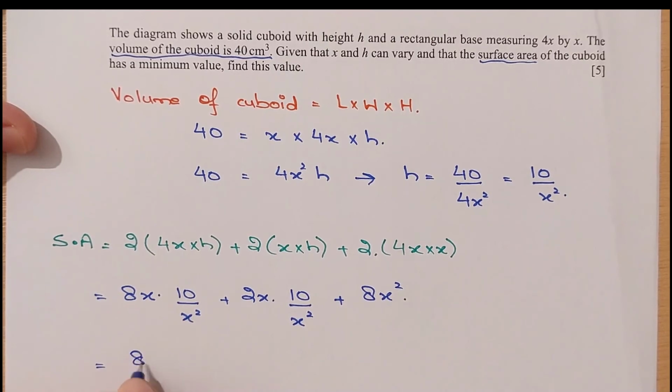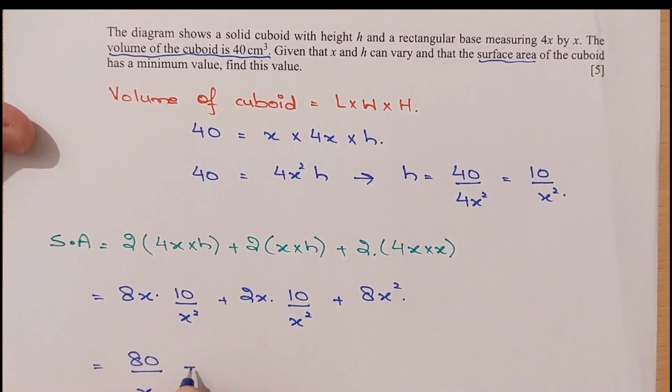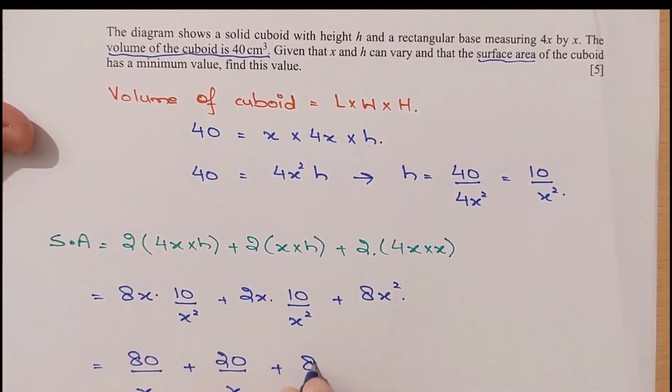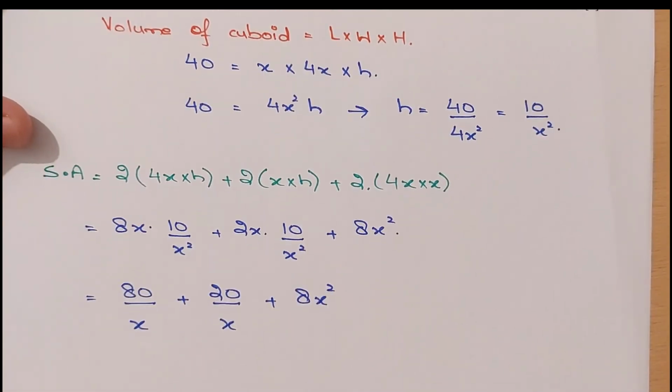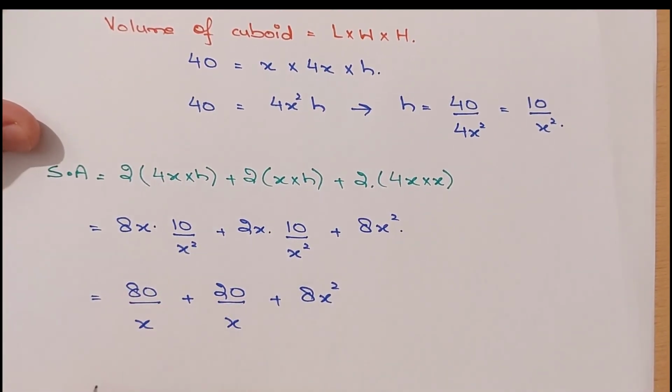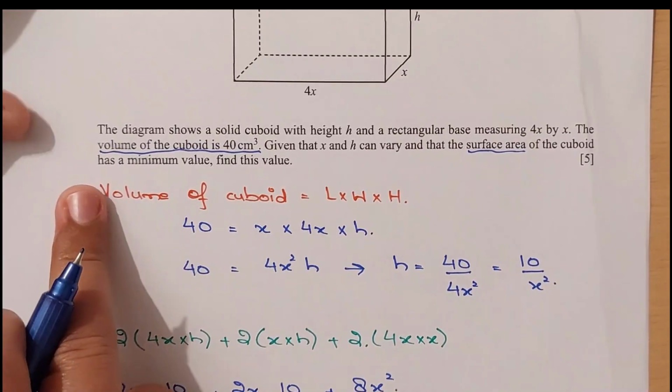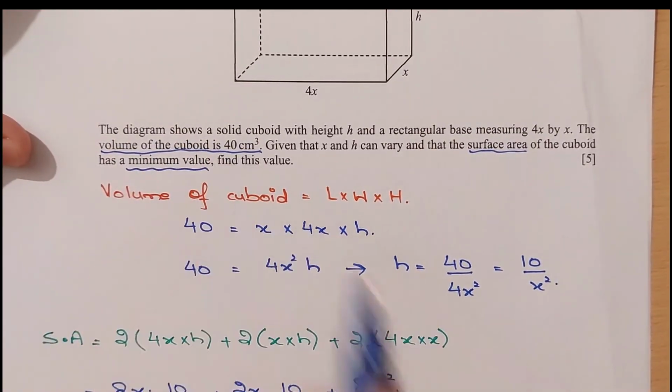Okay, let me simplify it further. So this is 80, this x is cancelled with x square, we have just x, and we have 20 over x here, and then plus 8x square, right? So let me simplify this. This is 100 over x plus 8x square. Okay, so this is a surface area of the cuboid. Now we have to find the minimum value.